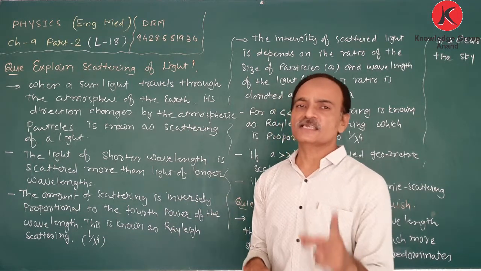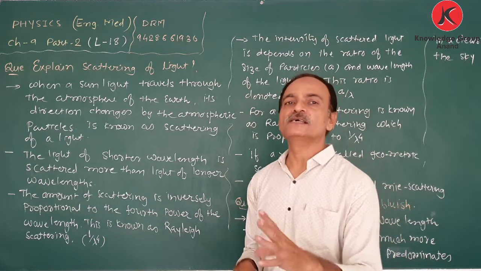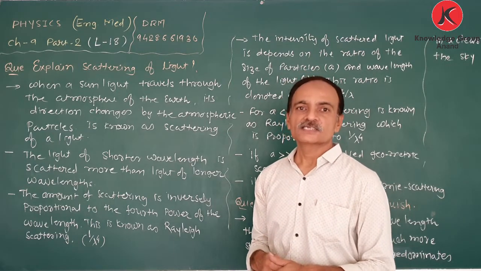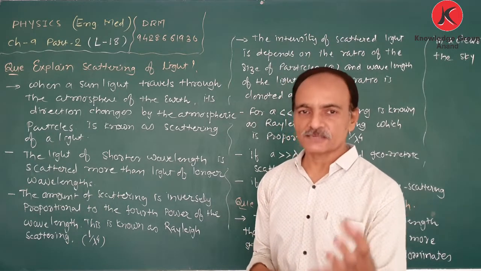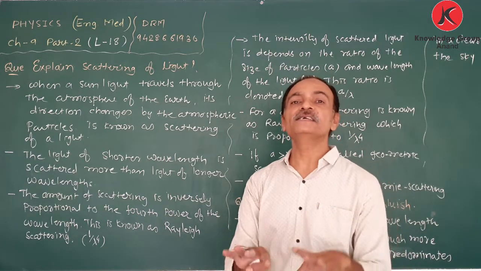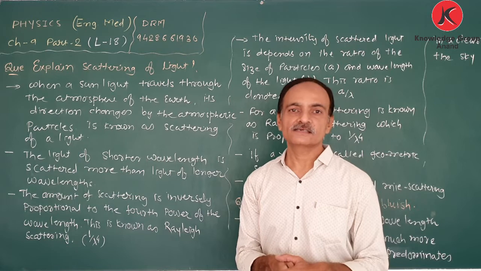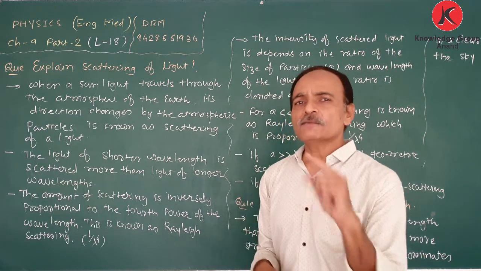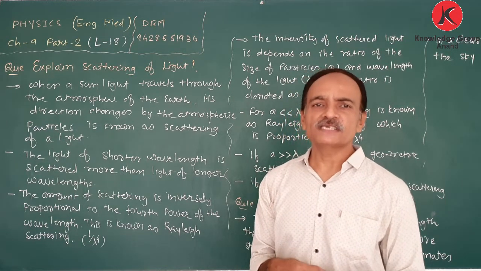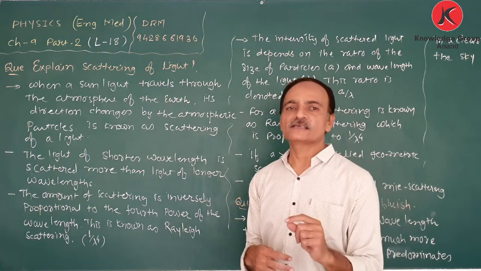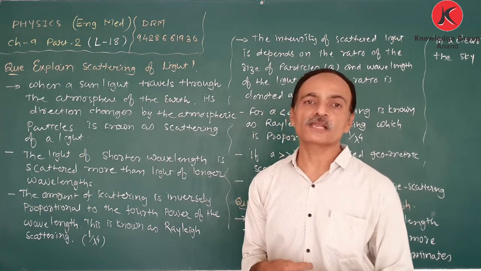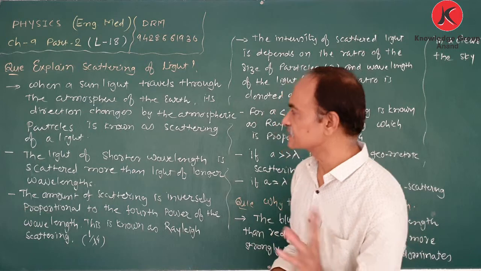Again, when the sunlight passes through the atmosphere of the earth, the atmospheric particles first absorb this light and then re-emit it in all directions. What is the proportion of radiation of this energy of the light? That depends on 1 upon lambda to the power 4. Okay, we will discuss this.